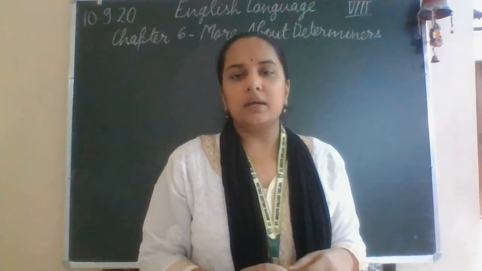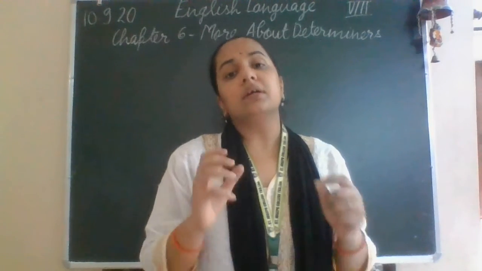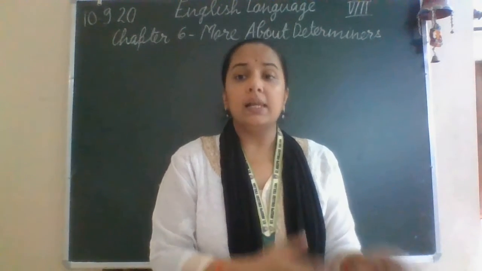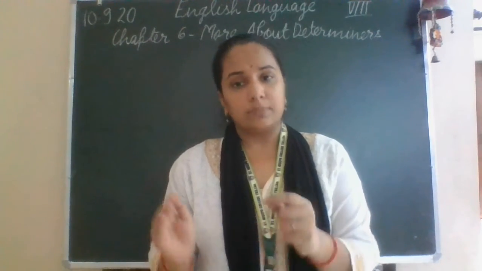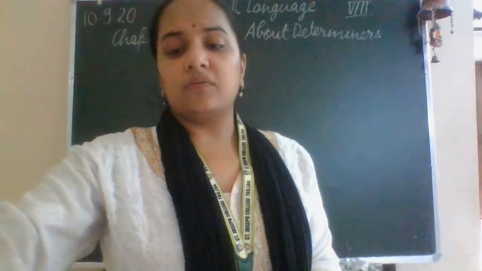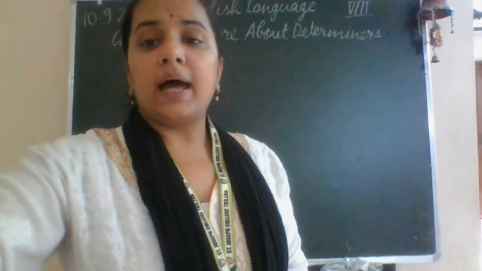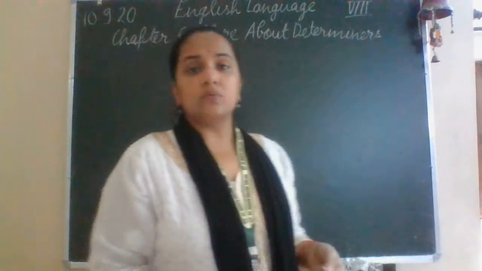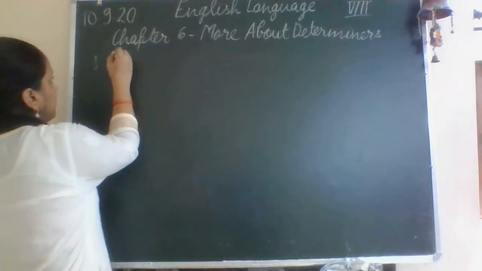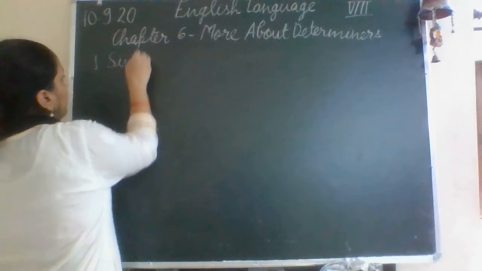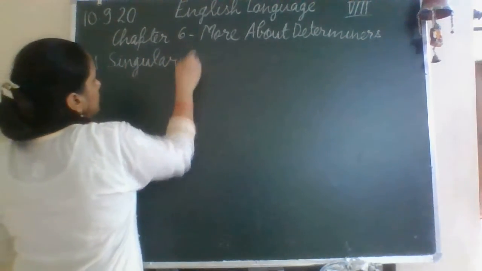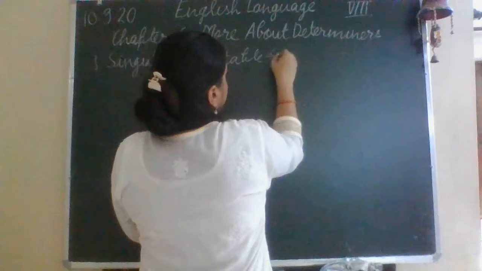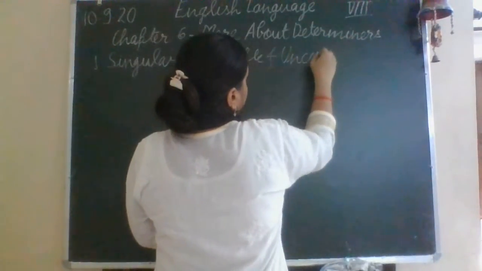Here the determiners are divided into 6 categories on the basis of their use for the countable and the uncountable noun. The very first that we are starting with is those which are used with the singular countable and uncountable nouns.